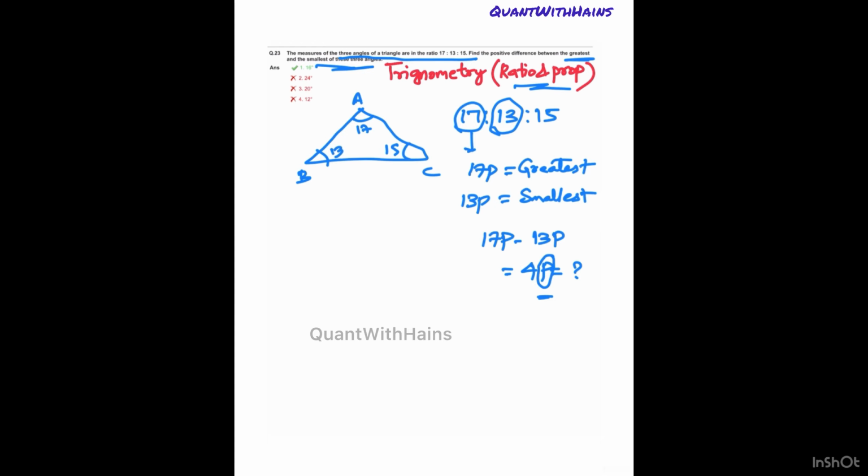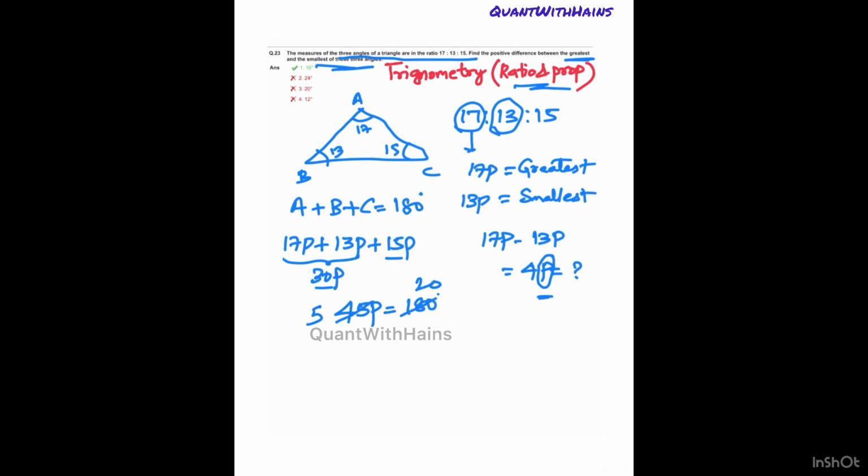As we know, if A, B, C are the angles of a triangle, then they sum up to 180 degrees. So A is 17 parts, B is 13 parts, C is 15 parts. These two are 30, and 30 plus 15 is 45. So 45p is 180 degrees, and the p value we got is 4. But they are asking for the 4p value, that means 4 into 4, that is 16 degrees. That is option 1.